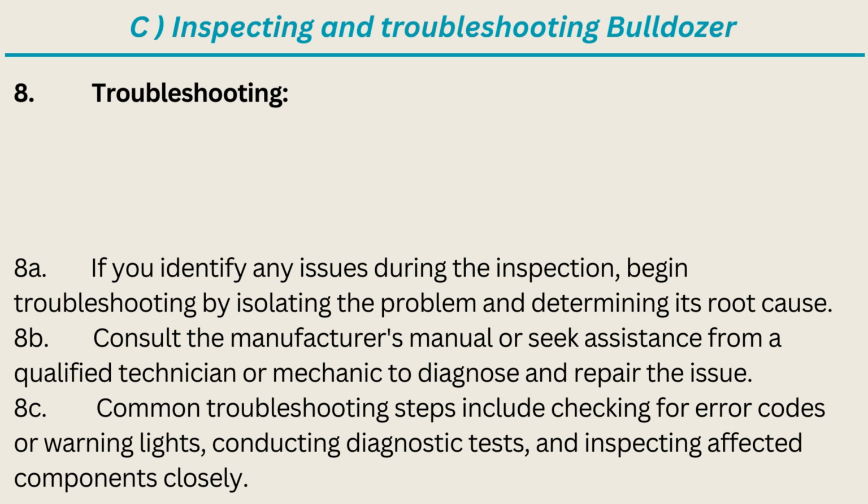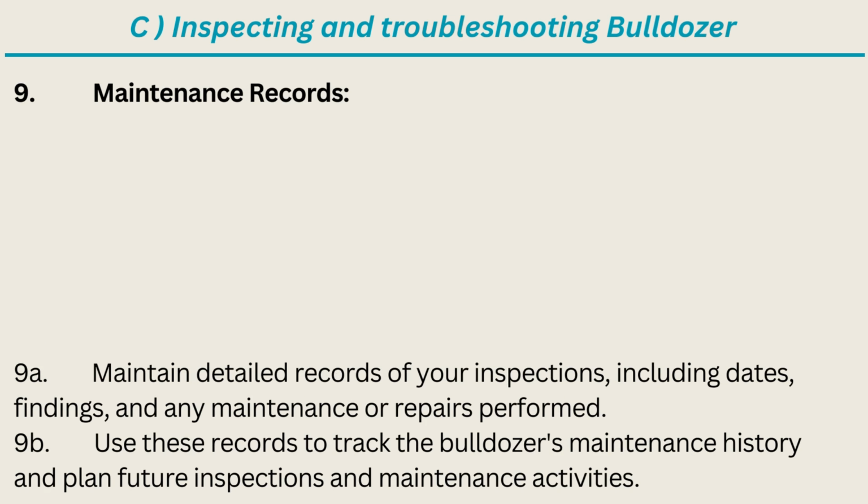8. Troubleshooting. 8A. If you identify any issues during the inspection, begin troubleshooting by isolating the problem and determining its root cause. 8B. Consult the manufacturer's manual or seek assistance from a qualified technician or mechanic to diagnose and repair the issue. 8C. Common troubleshooting steps include checking for error codes or warning lights, conducting diagnostic tests, and inspecting affected components closely.